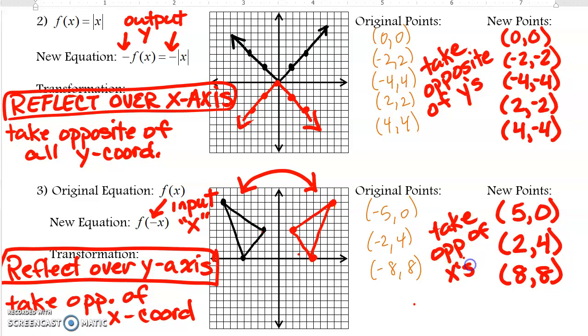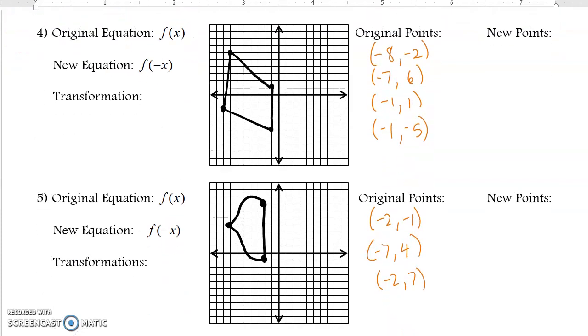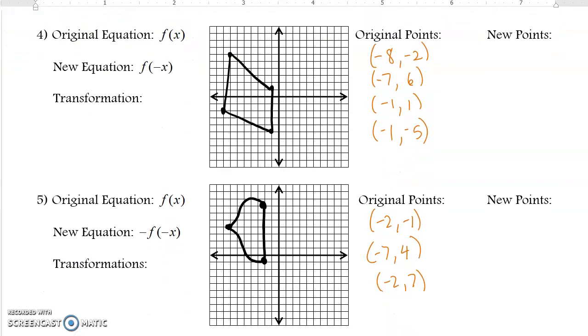All right, back to being your turn. Move down to number 4. Give number 4 and 5 a try, and then come on back when you're done and check. Be careful, number 5, 2 transformations happening. It does not matter which order you do first, but make sure you do apply both changes.